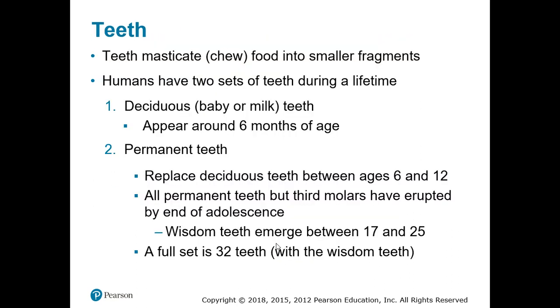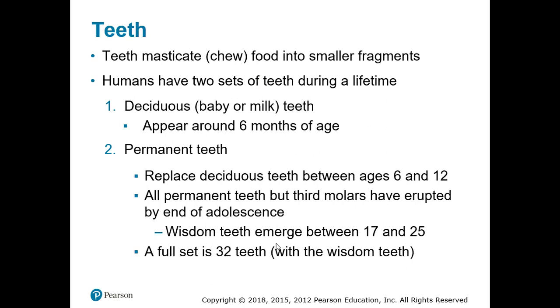Now we're also going to talk about teeth, because there are specific types of teeth within your body. Teeth help masticate, or chew, food into smaller pieces. So if you hear the word mastication, it just means chewing your food. Now, humans have two sets of teeth during a lifetime. The first set are deciduous. We call these baby or milk teeth. They appear around 6 months of age.